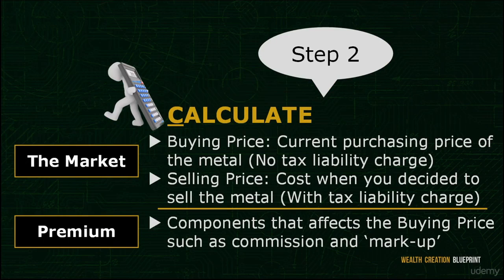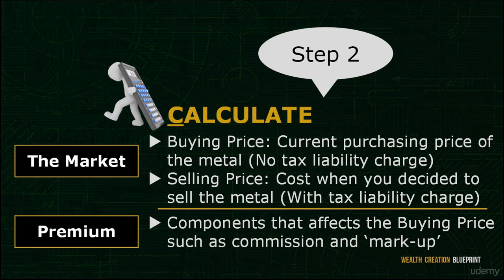First off is the market. There are two types of market price to look at: the market buying price and selling price. The market buying price is often referred to as the current purchasing price of the metal at that time. On the other hand, market selling price is the cost of the metal during the period when you decided to sell them off.